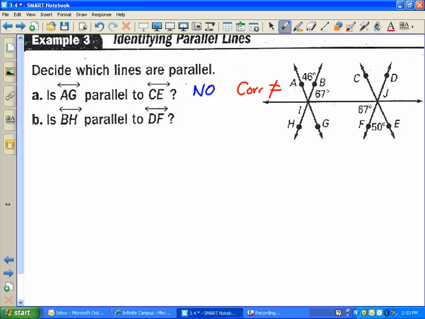All right, so BH is what we're looking at next. Is BH parallel to DF? Here's my transversal. The only lines I'm looking at are the ones in red. What information do we know? We know that this angle is 67, and this angle here is 67. What kind of angles are these? Alternate interior. And if the alternate interior angles are equal, then is this parallel? Yes.